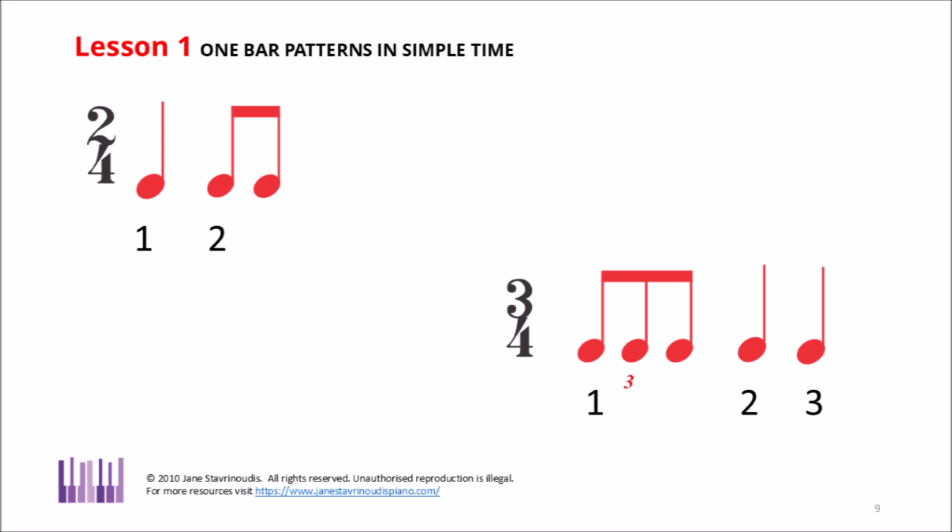Here is an example of a rhythm in 3/4 time with a triplet, and this is what it sounds like. 1, 2, 3, 1, 2, 3. Notice how all the notes in that bar add up to 3 beats. Also, note that each beat can easily be divided into 2.